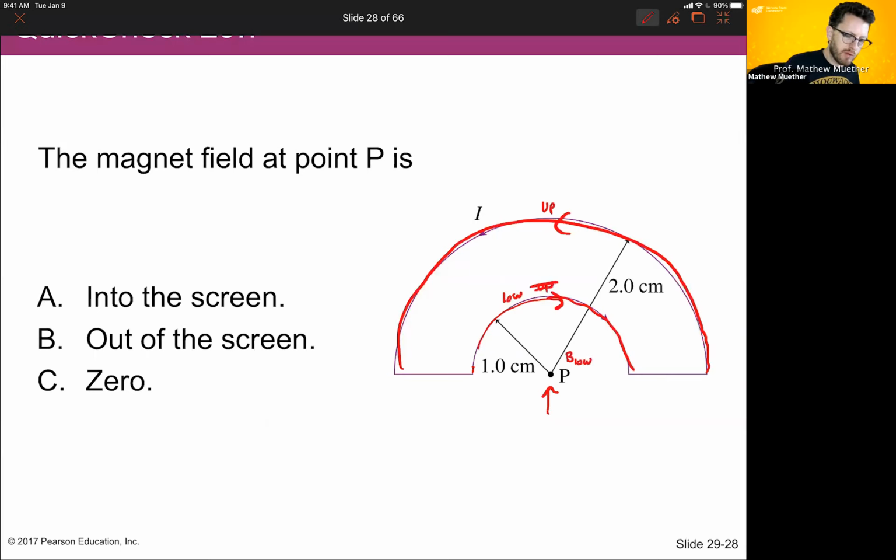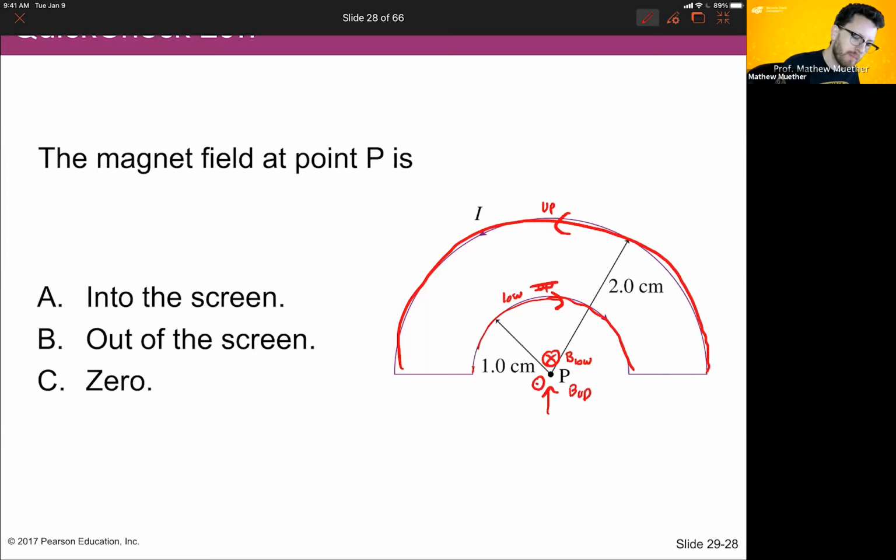I can point my thumb in the direction of the current around that loop. So at the top of that loop, it points to the right. My fingers are going to circulate around the current. So when I'm at P, it's going to be pointing into the page. Now that upper loop, B coming from that upper loop, the current's flowing in the opposite direction. And so I'm going to get that the magnetic field points out of the board.